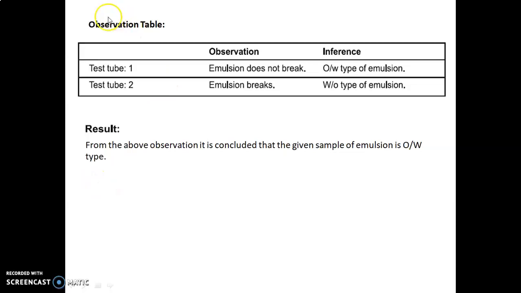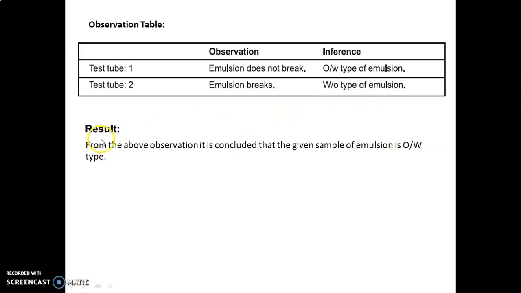After performing this experiment, we have the observation table. In test tube 1, that is measuring cylinder 1, the observation is that the emulsion does not break, meaning the inference is that this is an O/W type of emulsion. In test tube 2, that is the second measuring cylinder, the observation is that the emulsion breaks, meaning the inference is that this is W/O, water in oil type of emulsion, in which water is the internal phase and oil is the external phase.